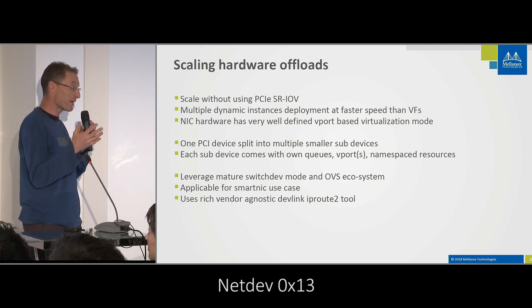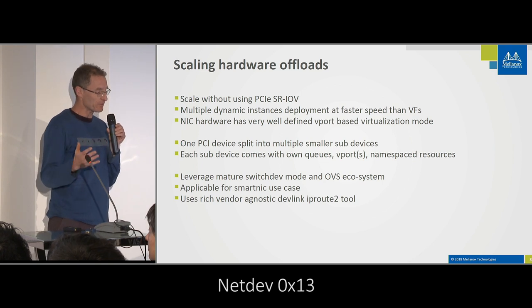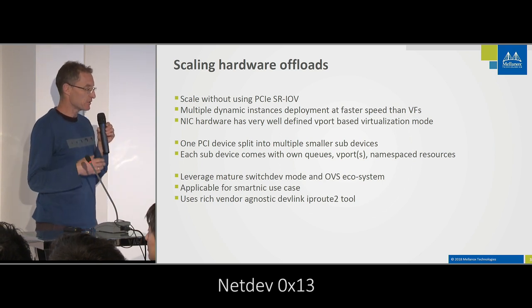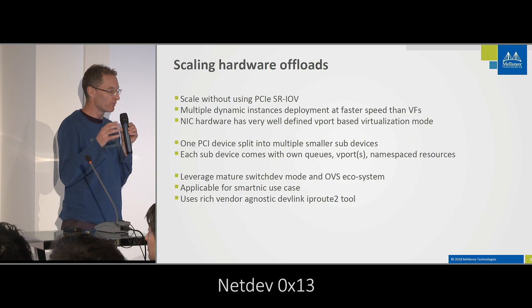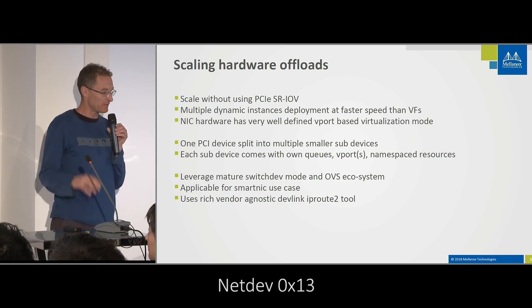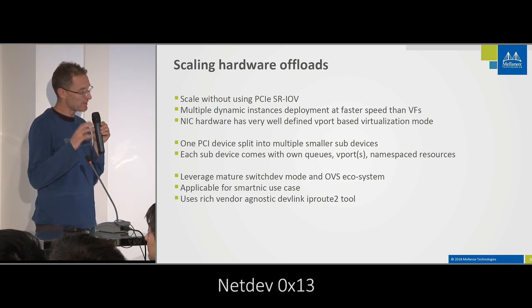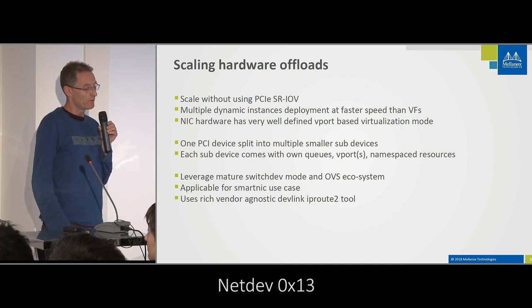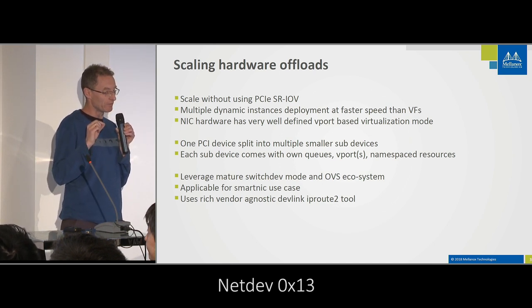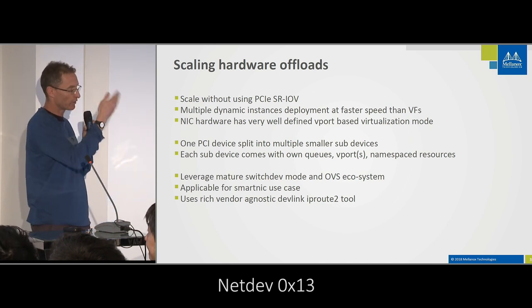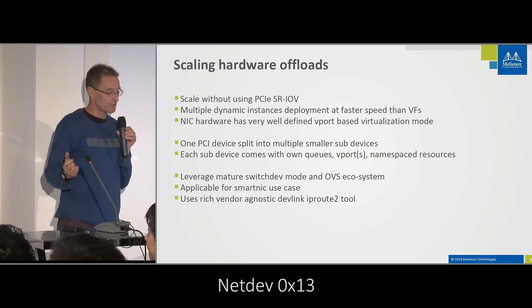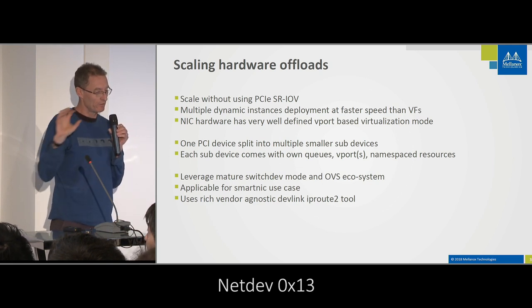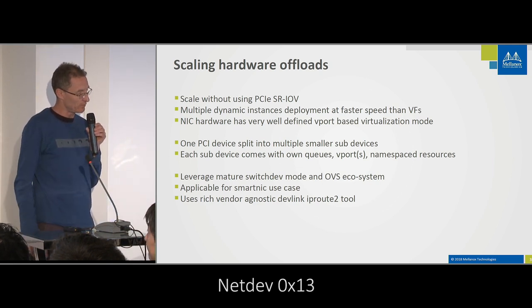We want this, which is also something I believe other vendors could do, maybe all of them: to split a PCI device into smaller sub-devices, where each sub-device has its own L2 queues or RDMA queues, whatever, but it has a vPort representation in hardware that can plug into all that we do in OVS, and namespace resources, with some segregation and security and all this stuff.